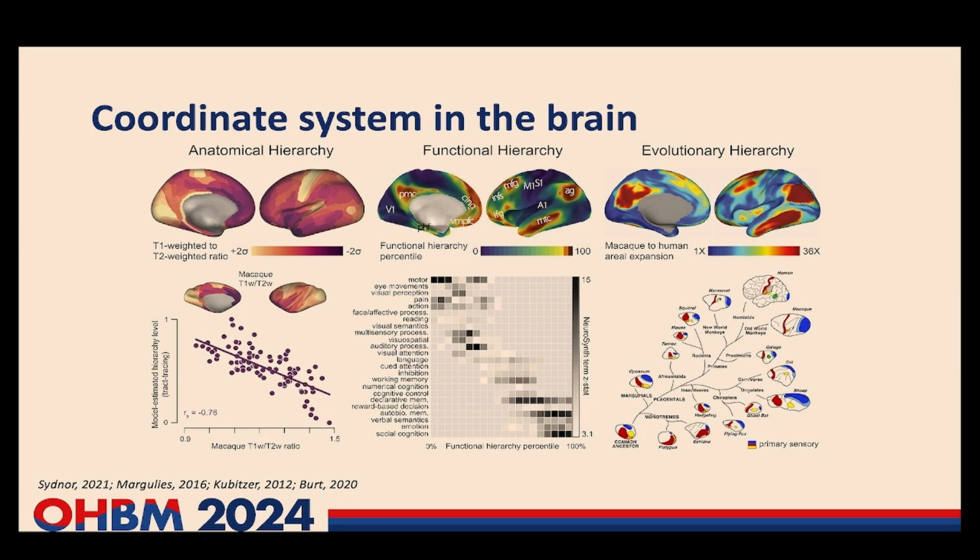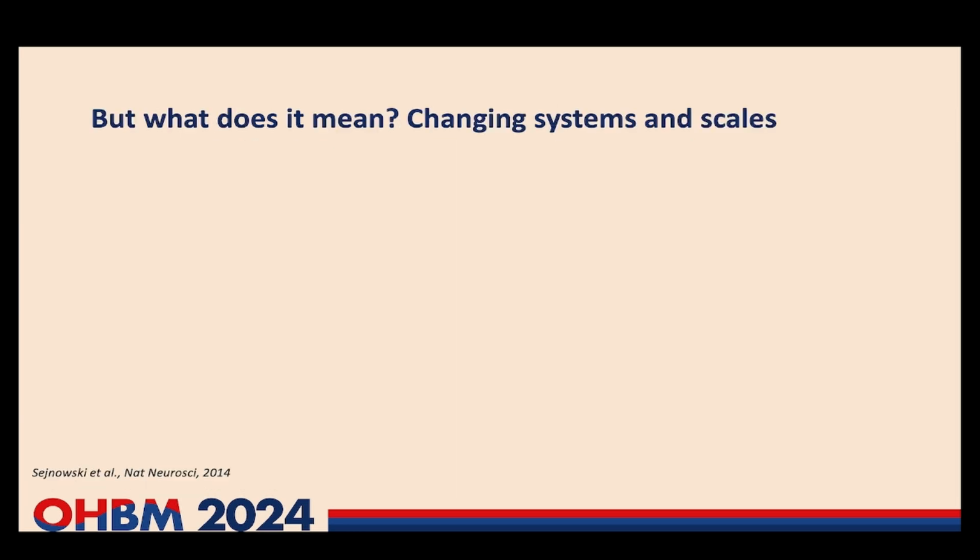So it seems that these are in some way basic building blocks, but then they're mixed and matched depending on, well, the creature that we're looking at. So what does it mean? So for this, we have to change systems and skills and also ideas.